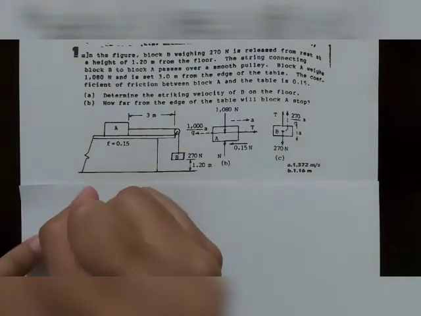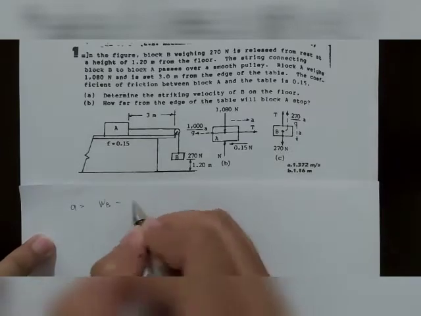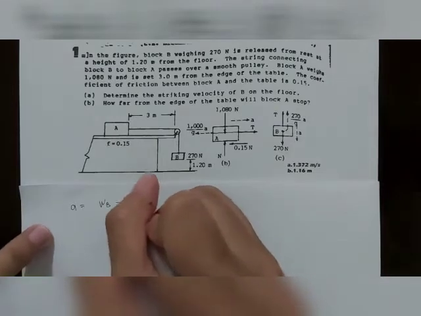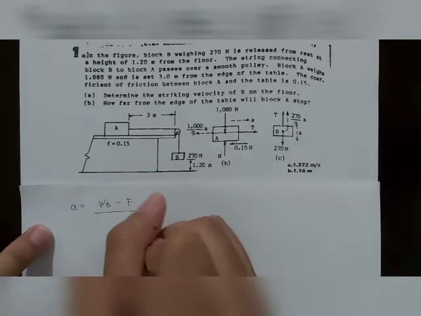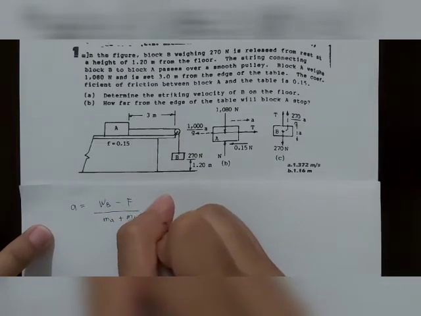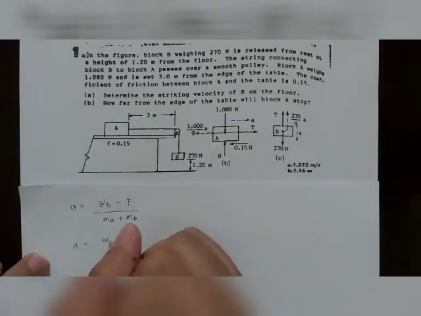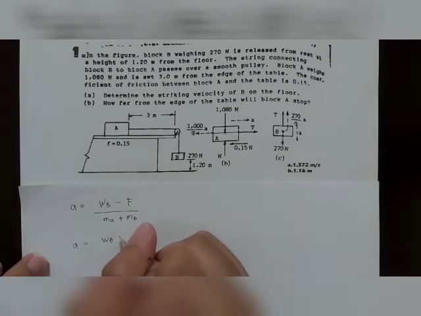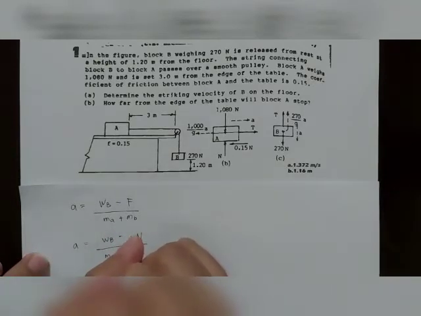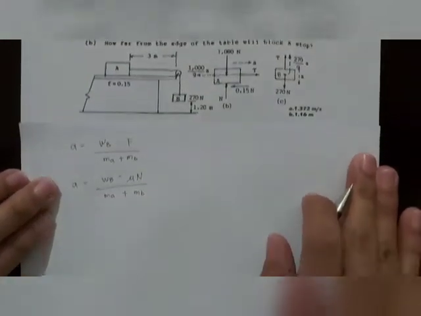So we have the formula for acceleration. We have weight B, yung pangalawang weight, yung weight ng block B, then minus the friction all over the mass of A, the block A, then plus the mass of block B. Okay, so alam naman natin na yung F is equal to mu times N all over yung mass A natin plus mass B. Okay, so direct substitution lang tayo.